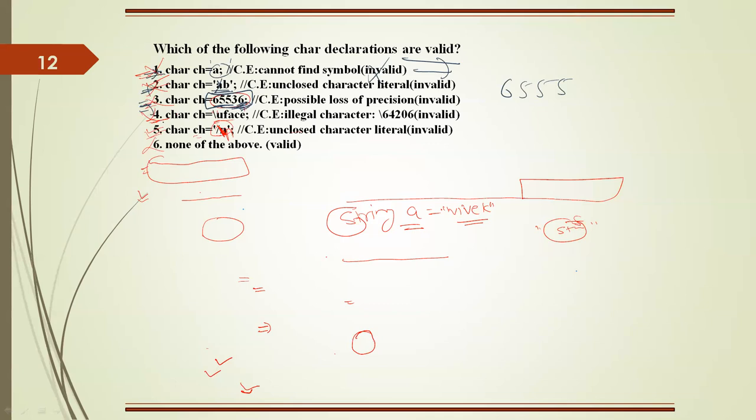Char ch equals 'u' something. Here u is good, but you are not taking the slash. That's why it's getting an error. Here, char ch with a double slash, what is that? Here it gives unclosed character literal. The fourth is not there. None of the above.